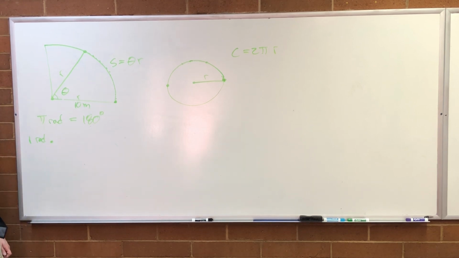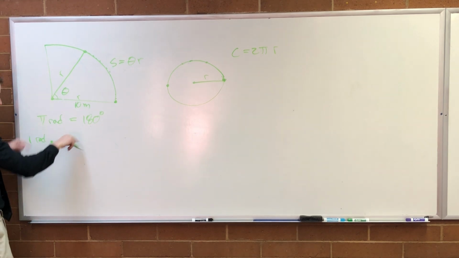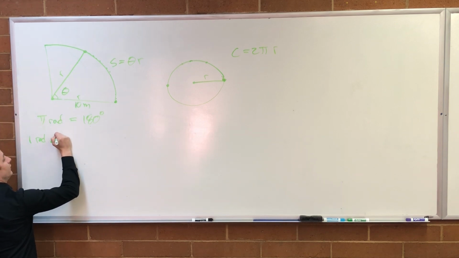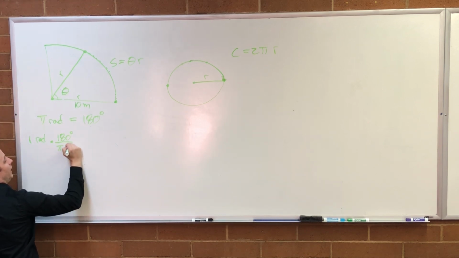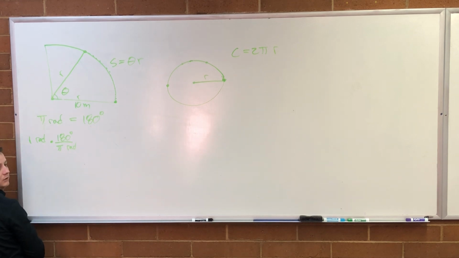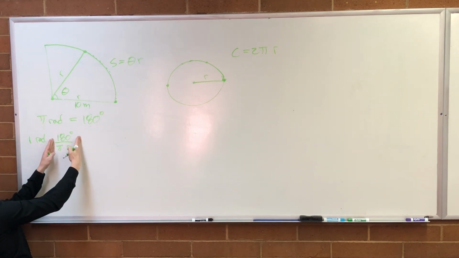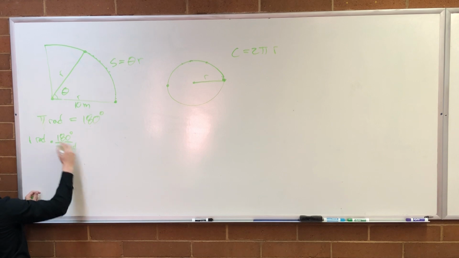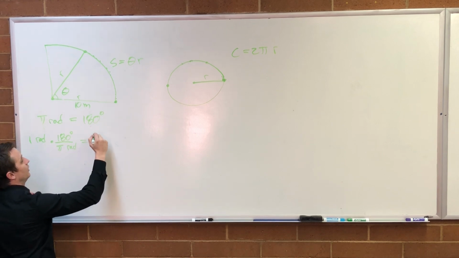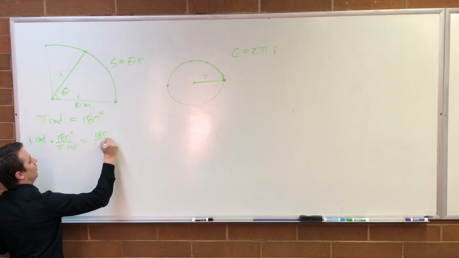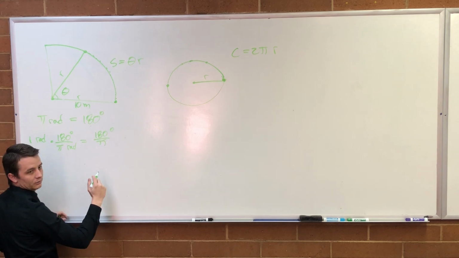If I want to convert the units, I need to multiply by 1. That changes the units. So I'm going to multiply 1 radian by a special 1: 180 degrees over pi radians. You see how this is still 1? That's the exact same angle. The radians cancel out, and we're left with 180 over pi degrees.